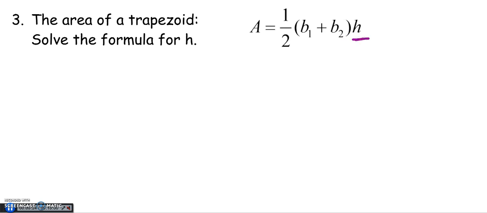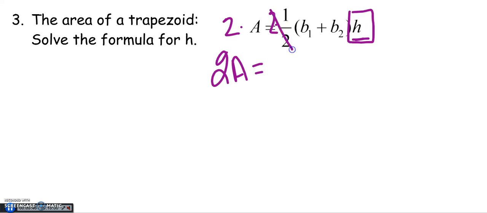Okay, so to get the h by itself, that's here, we have to get rid of all the other pieces. So let's start with this fraction, a half. To get rid of a half, we need to multiply by the reciprocal. So we're going to multiply this side by 2. If we multiply the right by 2, we have to multiply the left by 2. So 2a, and then over here, those cancel out. So we have our parentheses, b1, base 1, plus base 2, times the height.